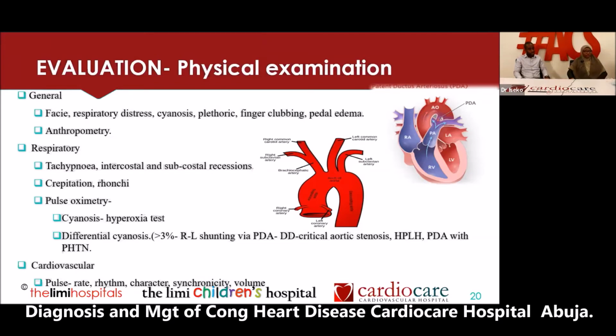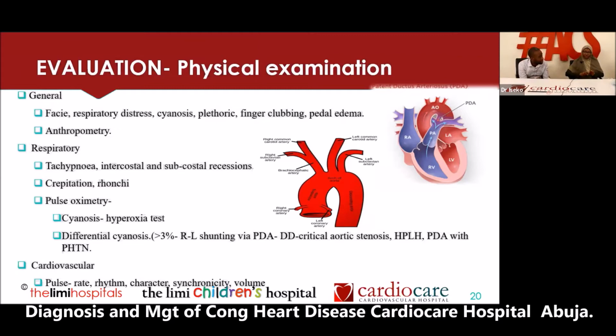And then another thing you want to look out for is what we call differential cyanosis. We talk about differential cyanosis when there's more than 3% difference in the pulse oximetry of the right hand and the foot. Yes. But the pulse of the right fluctuates a bit, 96 and so on.